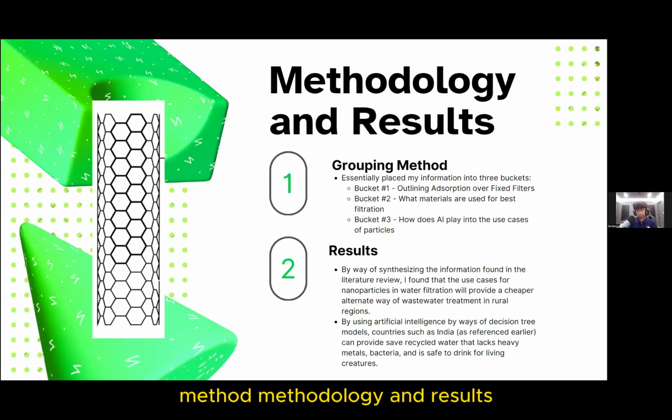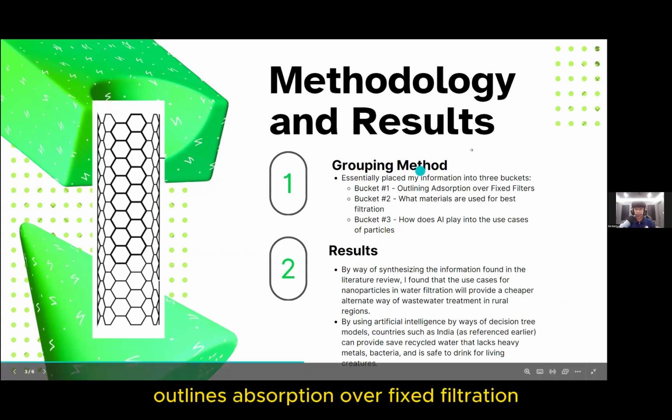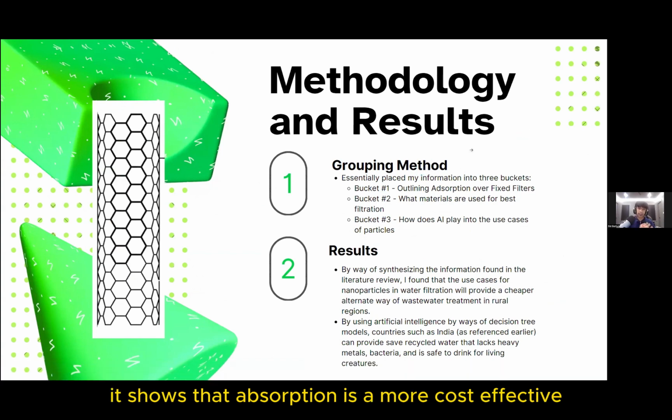Methodology and results. So essentially how I organize my research paper and how I'm organizing this presentation is by using the bucket method. First, I separated my documents into 3 buckets. For 15 documents, this made it pretty easy, 5, 5, and 5. The first bucket outlines adsorption over fixed filtration. It shows that adsorption is a more cost-effective, more efficient way to filter your wastewater.